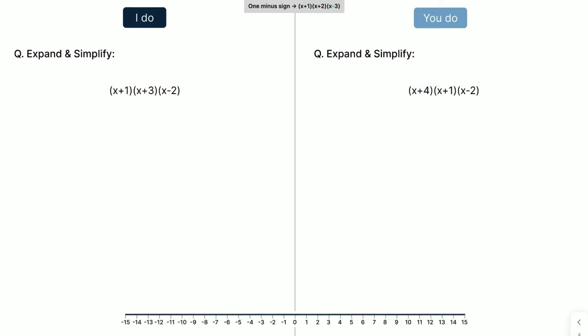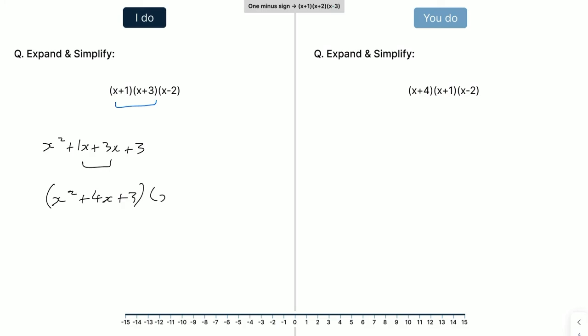So now we're going to look at an example with a negative. Again, it's the exact same principles, but we've just got a negative sign this time. So we're going to work from left to right. We're going to look at these two brackets first. So that gives us x squared plus 1x plus 3x plus 3. In terms of collecting the like terms, we can collect these two like terms. So that's x squared plus 4x plus 3.